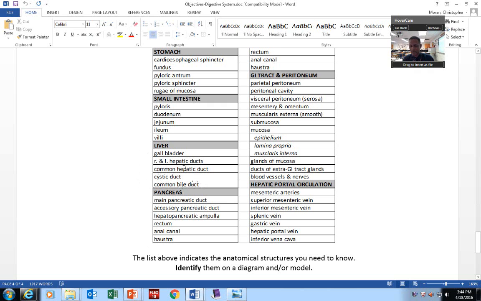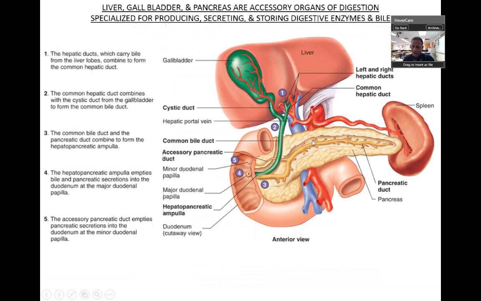So common hepatic, think about hepatic as in the liver. Cystic duct, and then gallbladder. So this is going to store its content. The common hepatic duct is going to be transporting the bile either straight down here, or it's going to come and follow up and store in the cystic duct. The cystic duct is kind of two-way traffic.